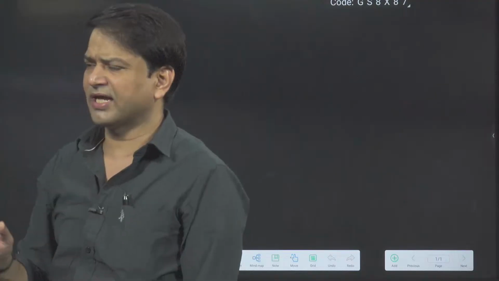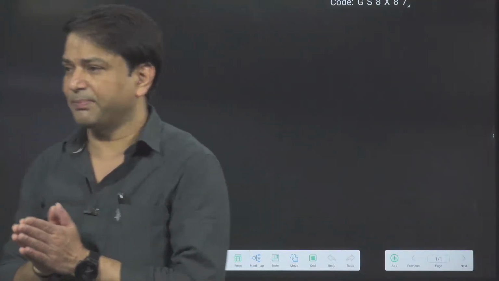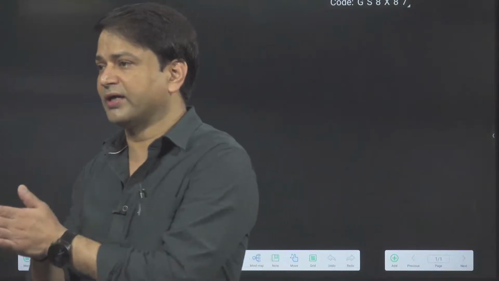Okay, all these things are given in the NCERT. So the parallax method is what I said. The parallax method is used to find the distance of a far object. Okay, what is a parallax that I said?